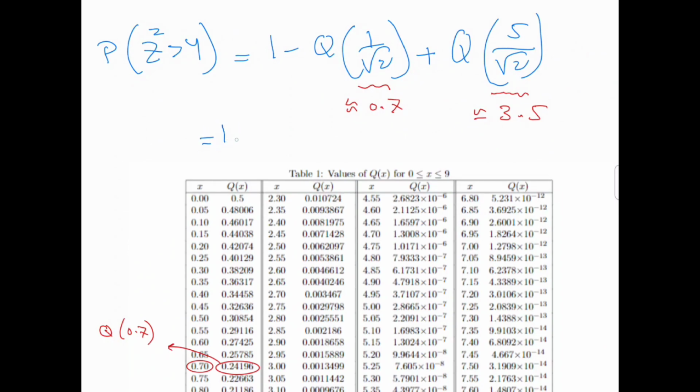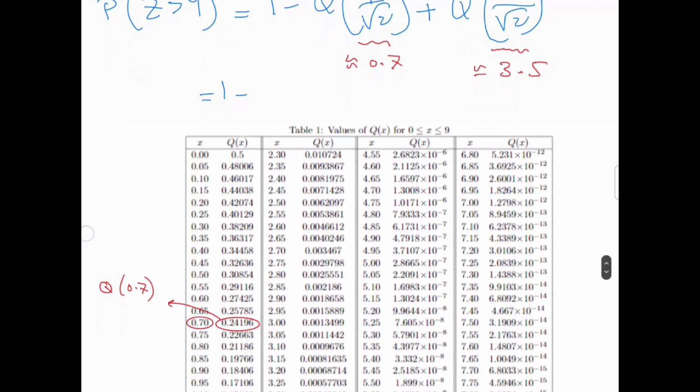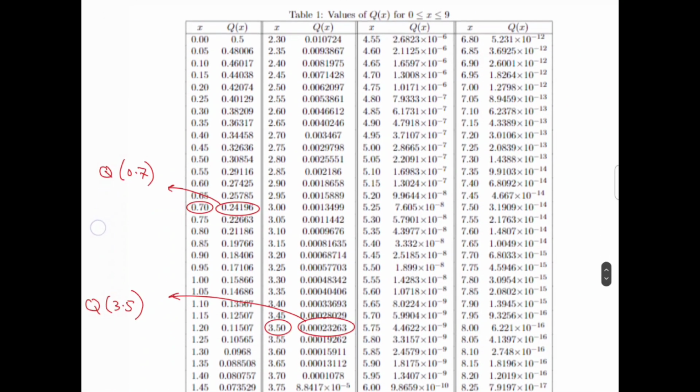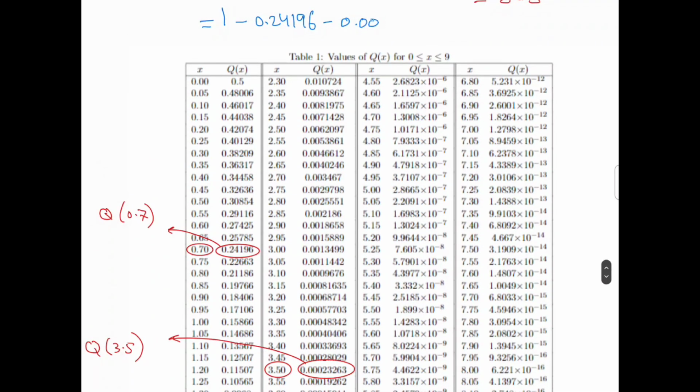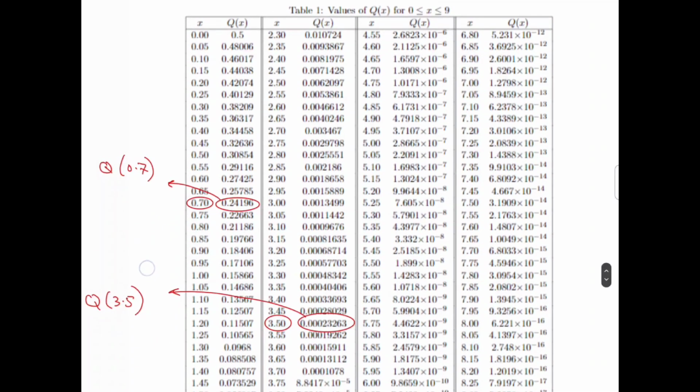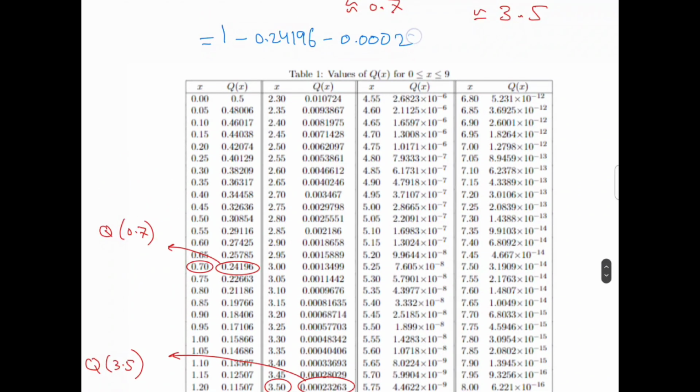So in this case, the probability is equal to 1 minus 0.24196 minus 0.0023263, and the answer is given by 0.75781. That's it.